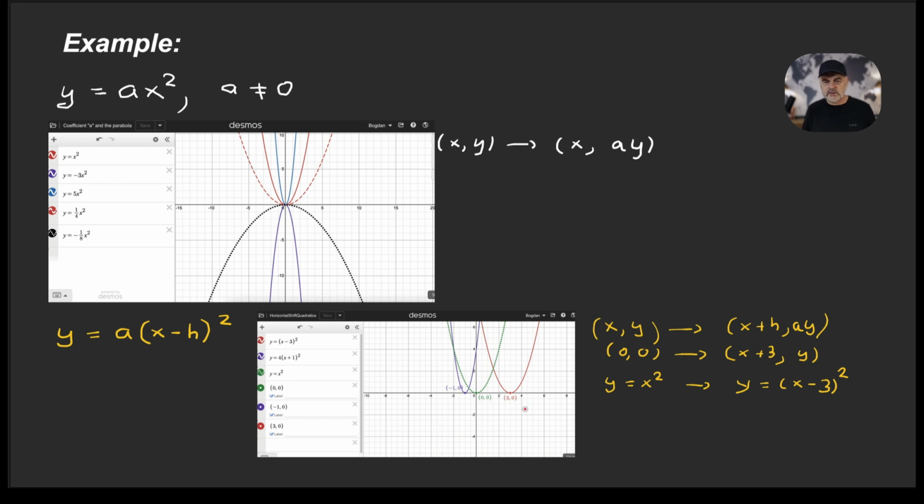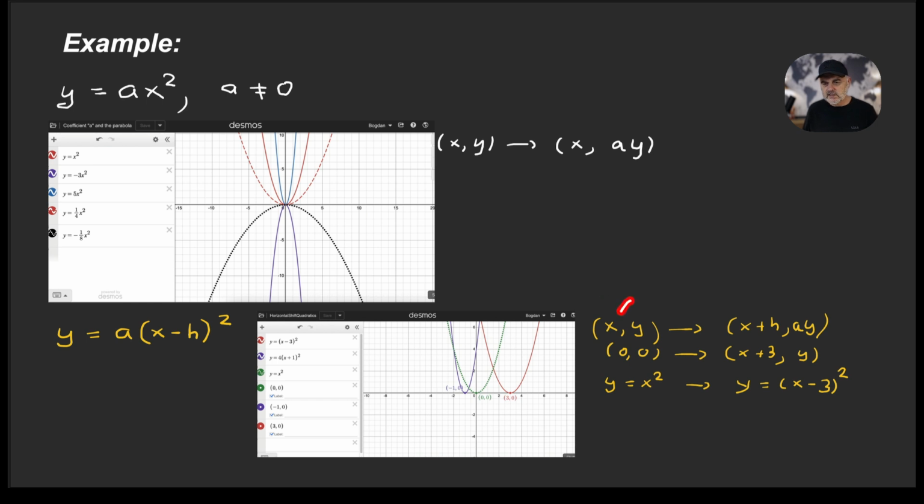Now, the horizontal translation, the effect of that coefficient h. So let's observe what happens. For example, y is equal to x minus 3 to the power of 2. When you replace x with 3, then y will be equal to 0. So the vertex from 0, 0 is translated into 3, 0. By adding 3, the graph is shifted 3 units to the right.